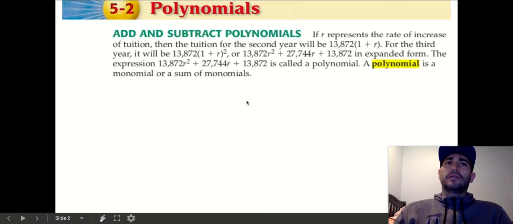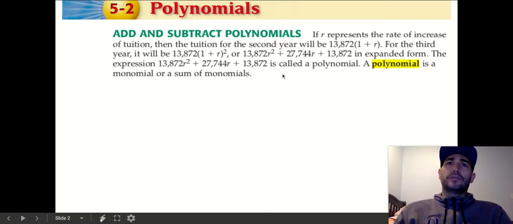So let's look at this. It says adding and subtracting polynomials. If R represents the rate of increase of tuition, then the tuition for the second year will be the original tuition times 1 plus the rate. For the third year, it will be the original tuition times 1 plus the rate squared, or 13,872 R squared plus 27,744 R plus 13,872, which is just this written in expanded form.